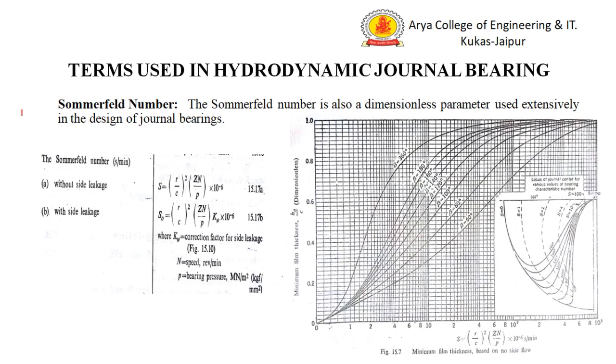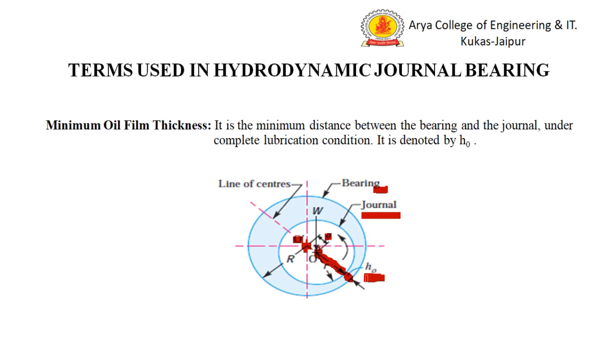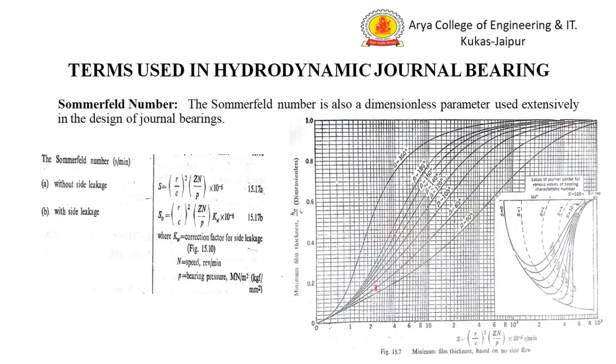Now the next term is the Sommerfeld number. The Sommerfeld number is a dimensionless parameter which is used in the design of the journal bearing. Basically it is used for the calculation of the minimum oil film thickness h0. These are the formulas of Sommerfeld number from the data handbook. We can directly use them in the numerical.